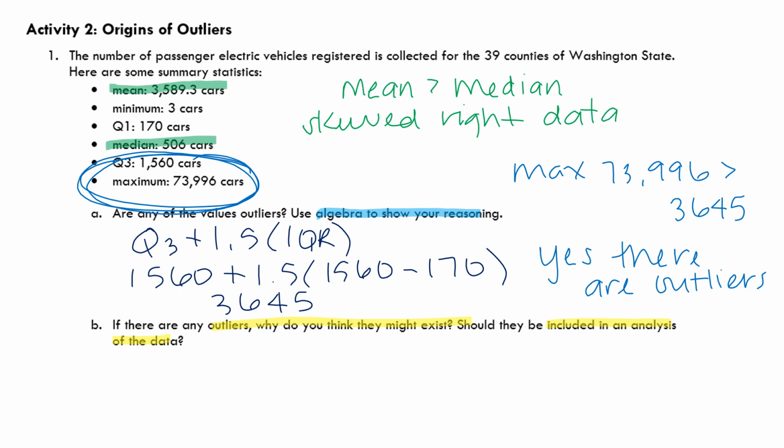So why do I think that the outliers might exist? I'd probably say it's because the population of the different counties in Washington State are different. Since you have some counties that have a higher population than others, that could be why there's such a big discrepancy with the outliers. Should they be included in analysis of the data for this specific problem? I would say yes. I would probably want to keep the electric vehicles in there. You might want to break it up, if they wanted to, into counties with lower population and counties with higher population if they really wanted to make it more accurate. But I think overall it's important to keep those in there.